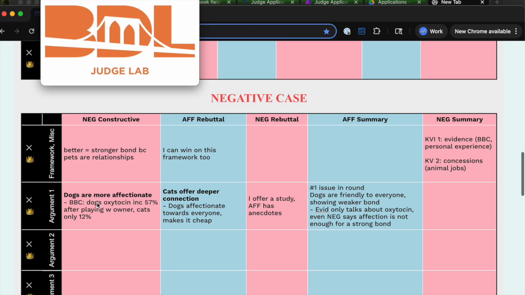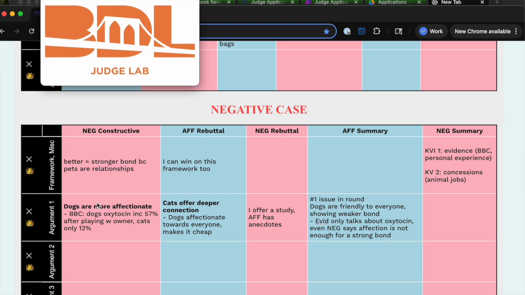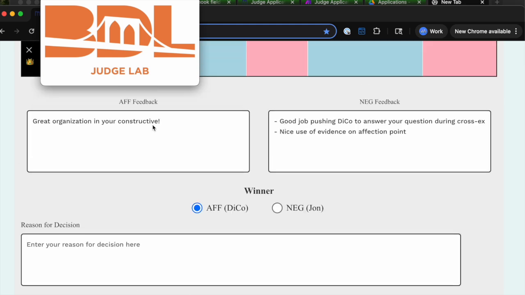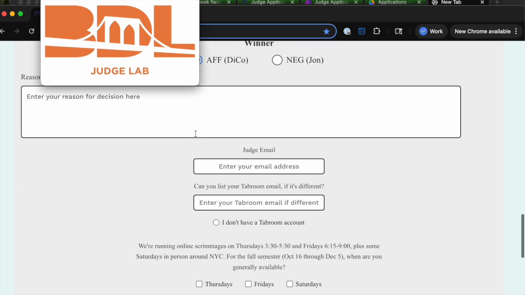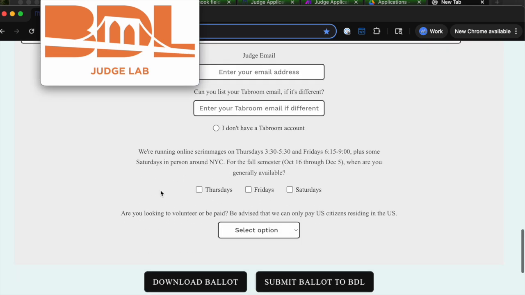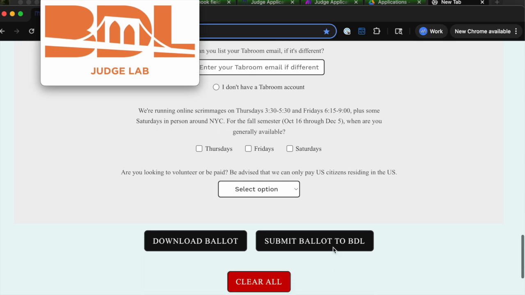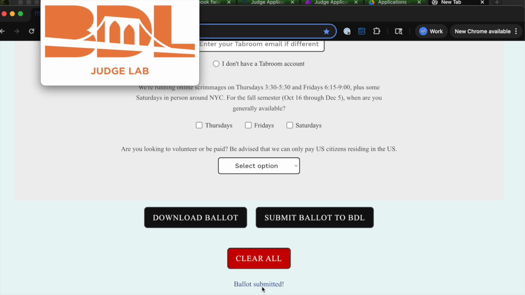You want to say something like, oh, I think that negative won this case because their argument about dogs' affection was more clearly made and grounded in their framework. And then feedback you'll give, kind of like I had here, talking about the organization of the information or maybe delivery, things like that. Once you have everything filled out, you can go ahead and hit submit ballot to BDL. And it'll tell you down here that it's submitted.